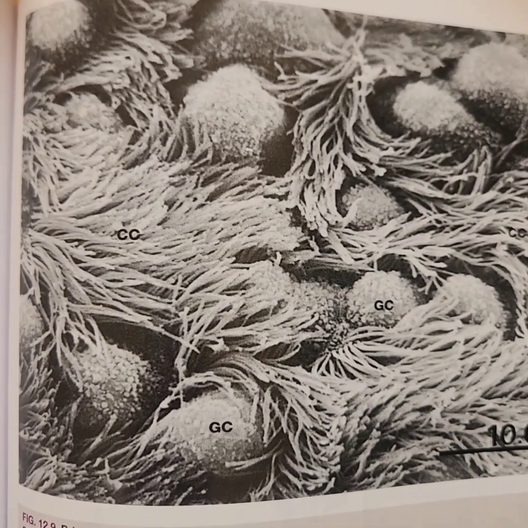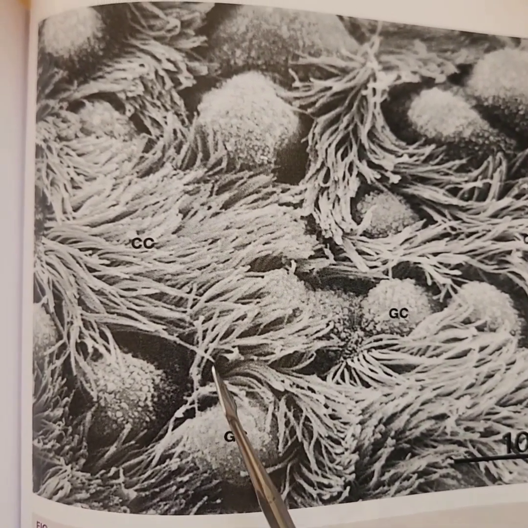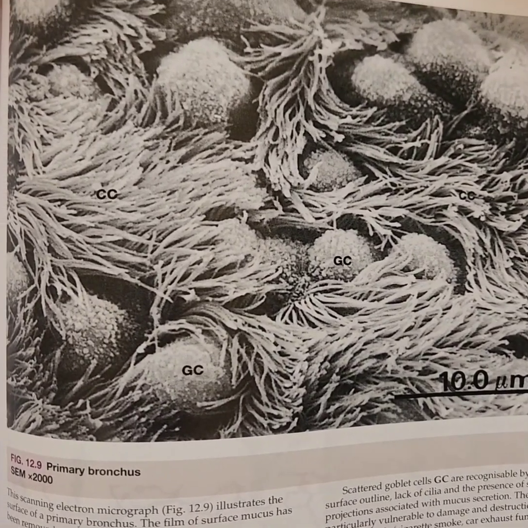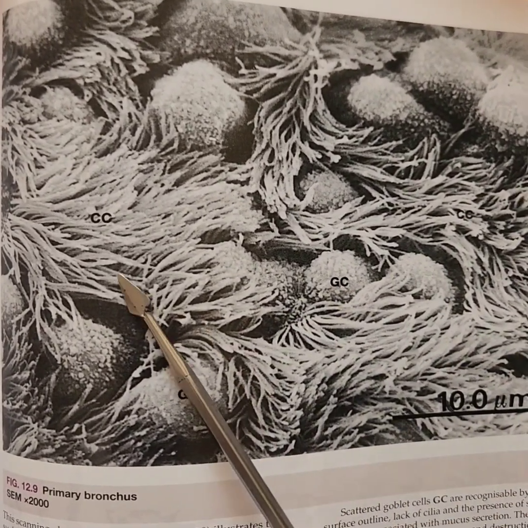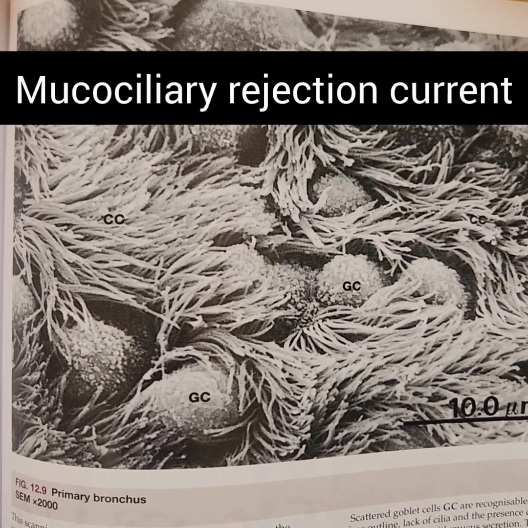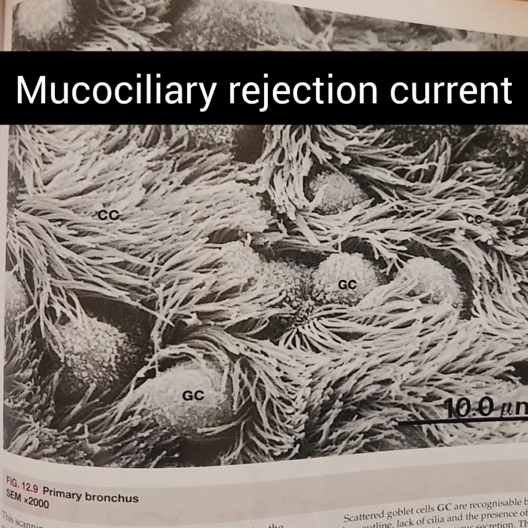This is a scanning electron microscopic view of cilia of the epithelium and goblet cells. The dust particles which are trapped in the mucus covering these cilia are continuously beaten towards the pharynx. That is called the mucociliary rejection current.